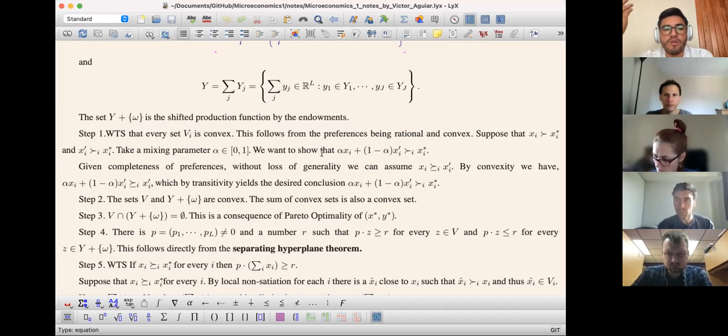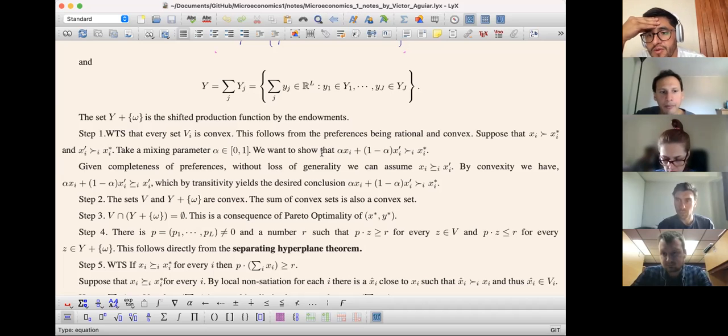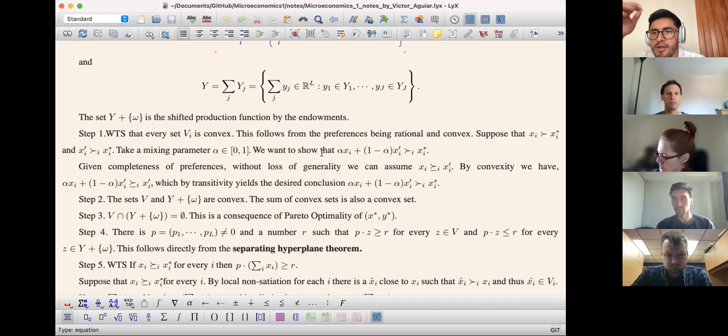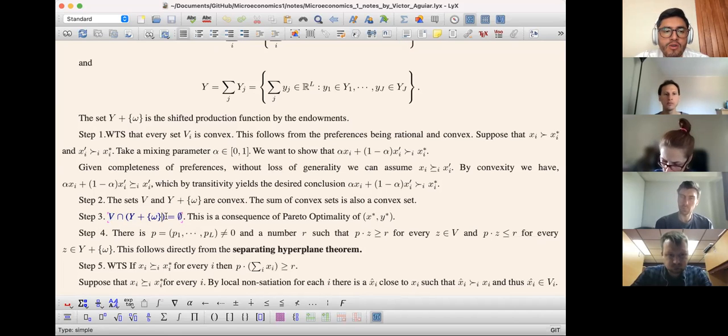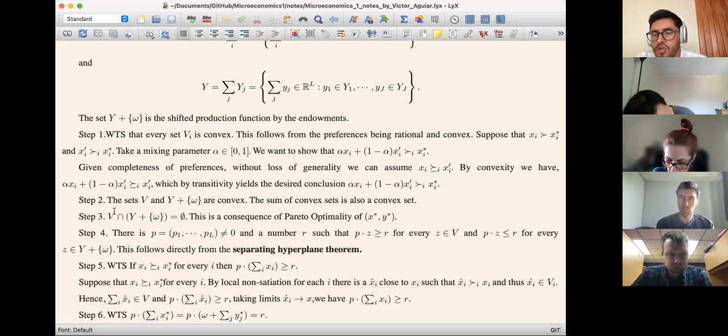Well, this is a nice thing about Pareto optimality. So remember, what is the definition of Pareto optimality? Pareto optimality says that there is no other allocation that is strictly preferred for at least one individual, and weakly preferred for the rest, and that it is feasible. Remember that feasibility is captured in Y plus omega. So the set Y plus omega essentially captures feasibility. The set V captures the allocations that are strictly better off for at least one individual. So Pareto optimality is essentially saying that the intersection of capital V with Y plus omega is empty.